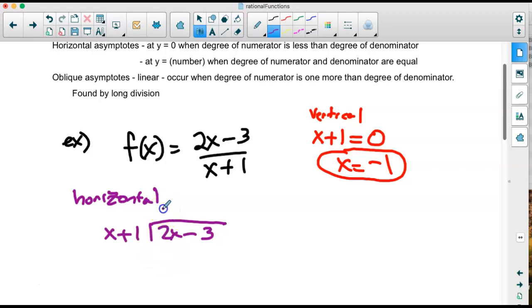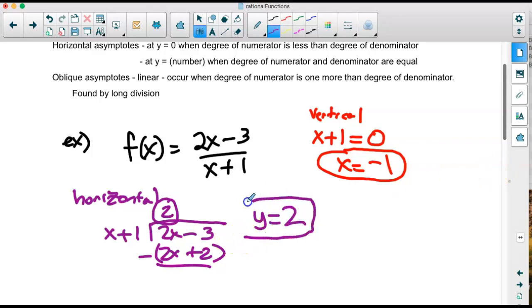Okay, so basically this is 2x plus 2 here. Okay, I don't have to do any more division. This is my horizontal asymptote, y equals 2. Okay, so that's my horizontal asymptote there. Okay, if I have a horizontal asymptote, I do not have an oblique asymptote. Okay, we can have a horizontal or oblique. We can't have both of them happening together.